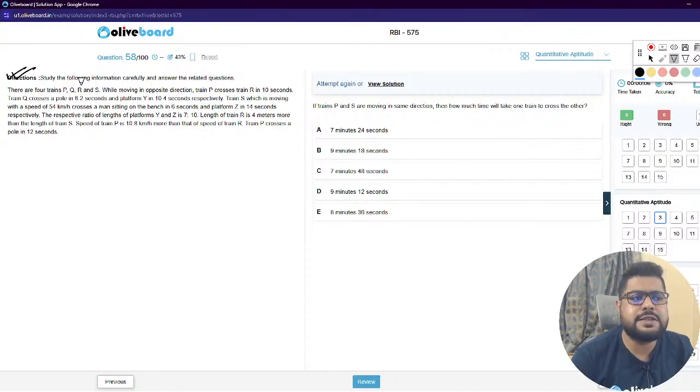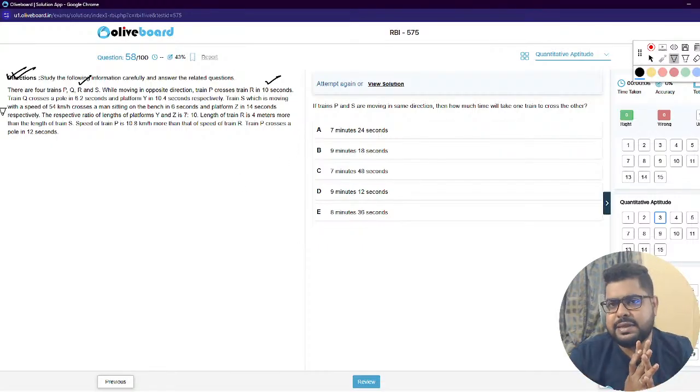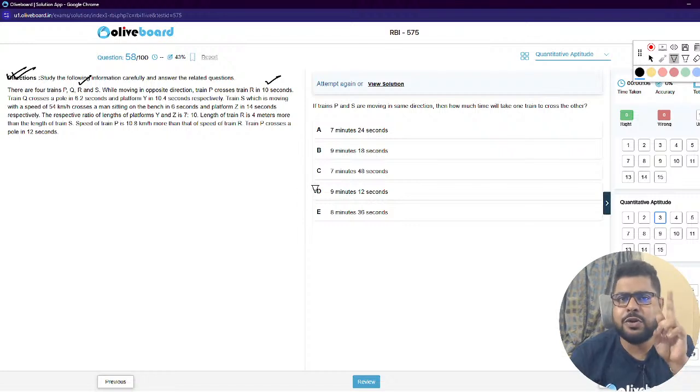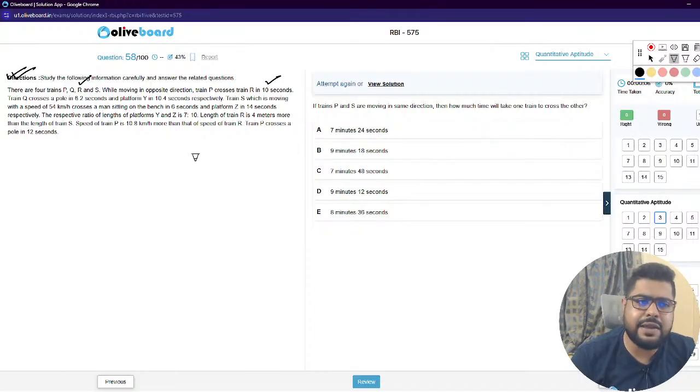There are 4 trains P, Q, R, S. While moving in the opposite direction, train P crosses R in 10 seconds, train Q crosses a pole. Acha. So again, pole crossing and this sort of thing. Meaning, sir, ultimately I need 2 things from each train: length and speed. Train S crosses a pole in this many seconds and platform Y in this. Acha, first things first, let's see.